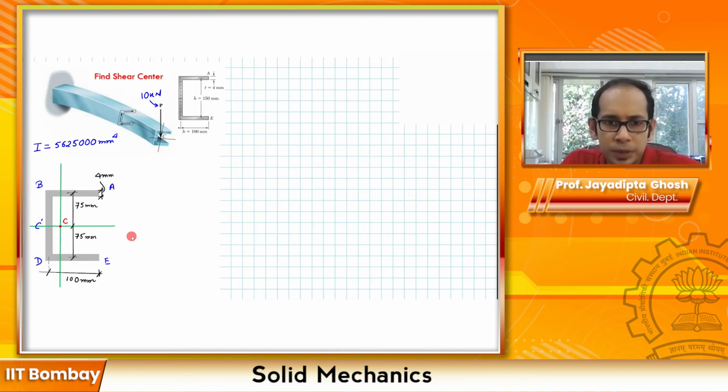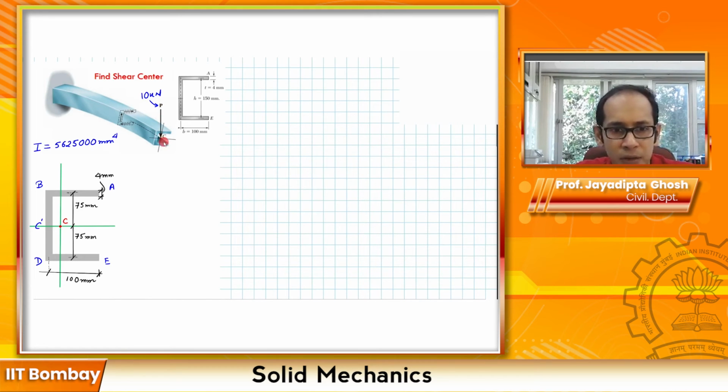This is the problem example on locating a shear center. Let's take a look at the problem first. Try to understand what it is before punching in the numbers and finding the shear center. What you are shown is a cantilever channel section, similar to what we saw in the lecture, where at the end you are applying a vertical load of 10 kilonewton.